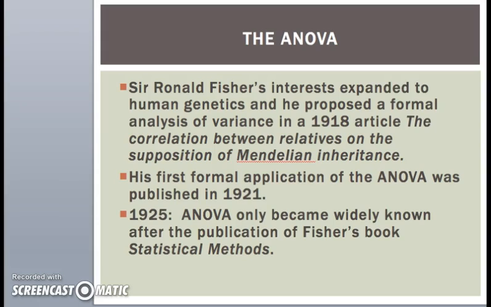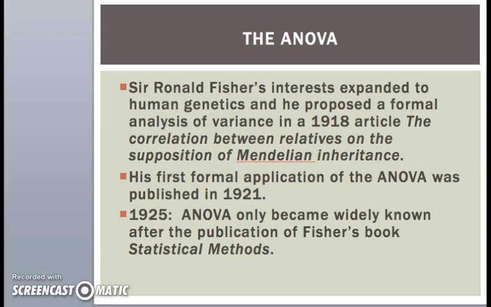So, Sir Ronald Fisher, as we move forward closer to the 1920s, his interests expanded beyond agriculture and toward more of human genetics, and he proposed a formal analysis of variance in an article that he published in 1918 called The Correlation Between Relatives on the Supposition of Mendelian Inheritance.